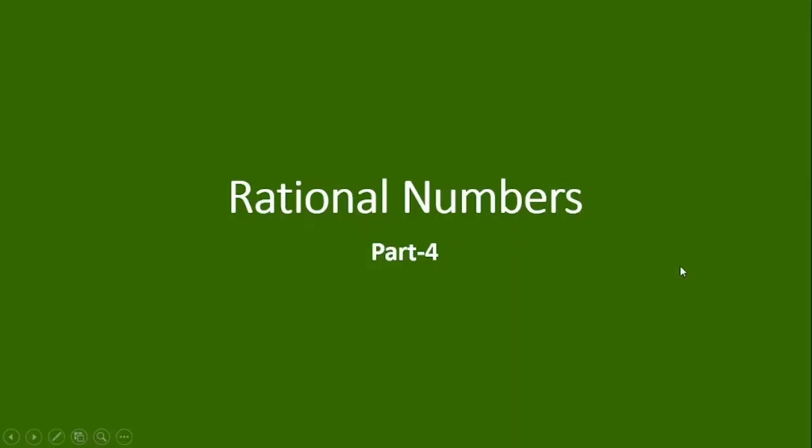So today we are going to study rational numbers part 4. In the earlier parts we have already studied what rational numbers are and the properties of rational numbers, that is the property of closure and the property of commutativity. In today's video we will see the associativity property of rational numbers.